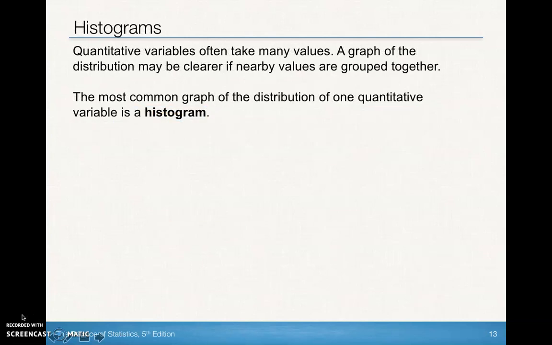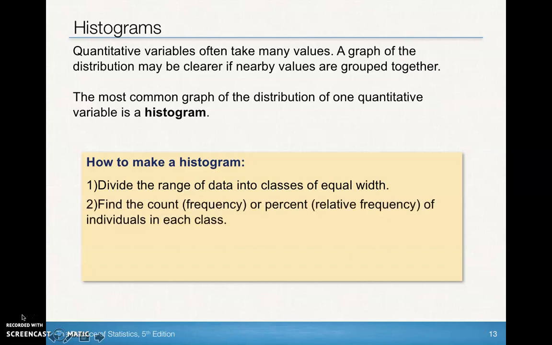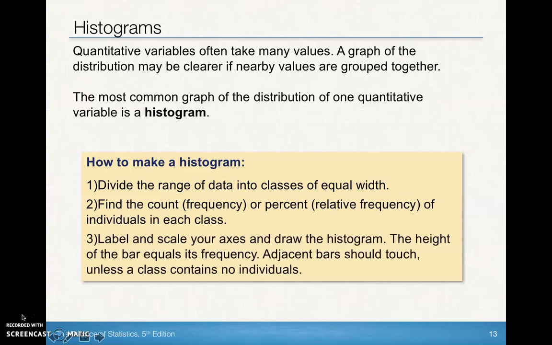The last type of graph we're going to talk about right now is a histogram. A histogram is the most common graph you can have. And here's how you make a histogram. Divide the range of data into classes or bins of equal width. Find the count inside each of these intervals that you've created. Label your axes correctly. The height of the bar is the frequency, the number of data points that fit inside each interval. And the bars should touch each other. They should be next to each other.